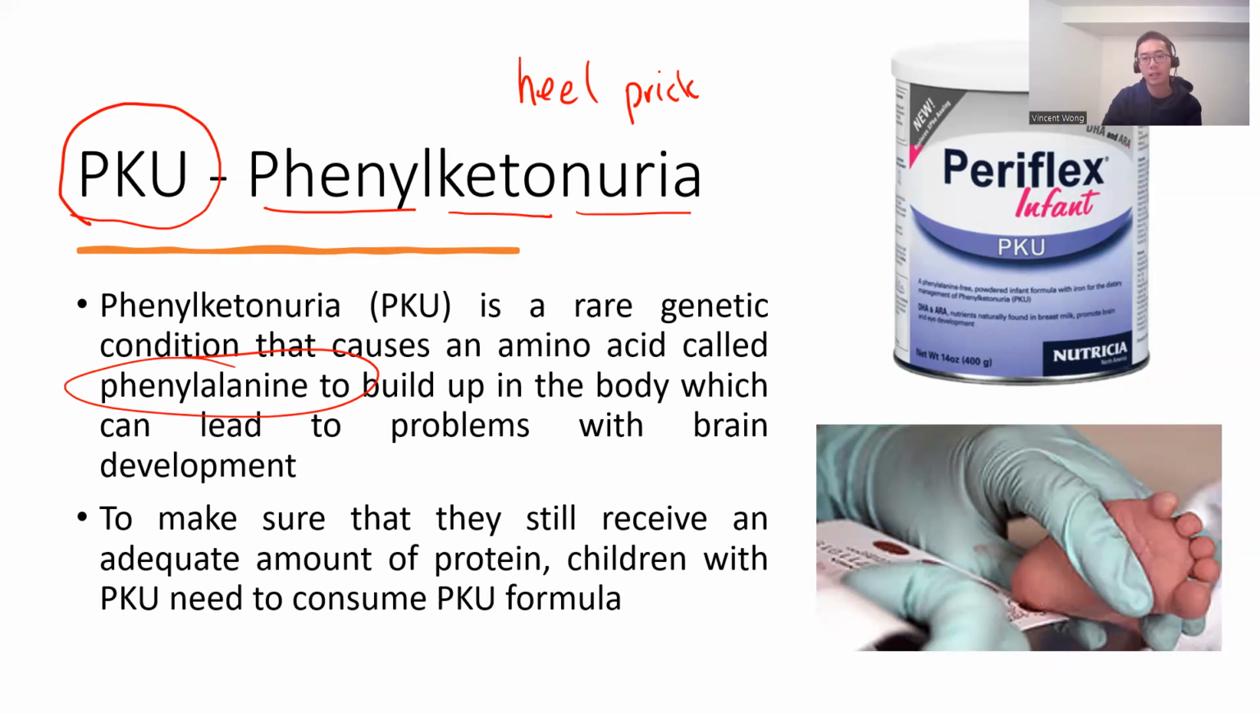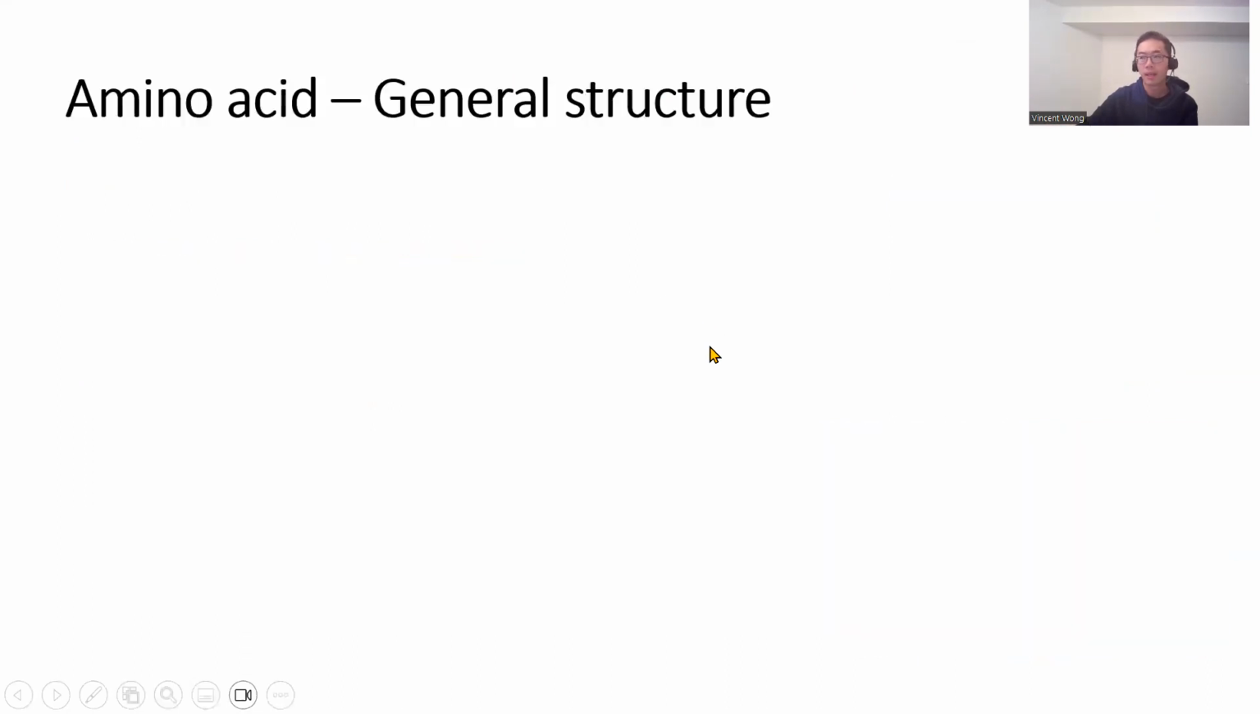So they have to go on a special diet, right? Special baby formula that doesn't have phenylalanine. And once they grow up, they have to limit the amount of phenylalanine in their diet. Okay, so that's PKU. And if you see they cut your baby's heel, that's what they're testing for, amongst other things. All right, next we're gonna look at the general structure of an amino acid.